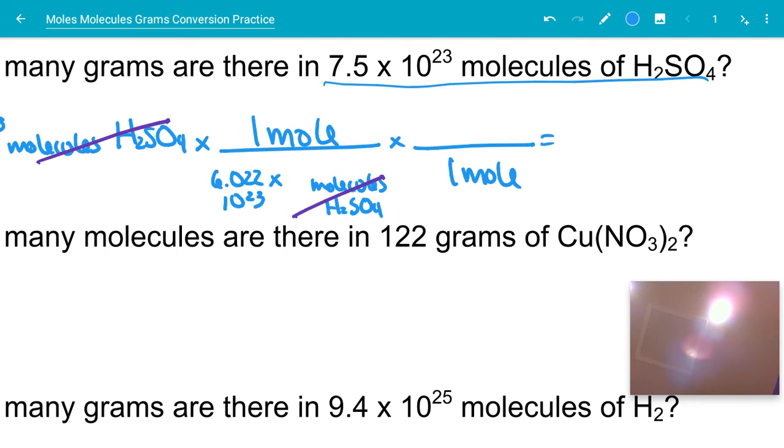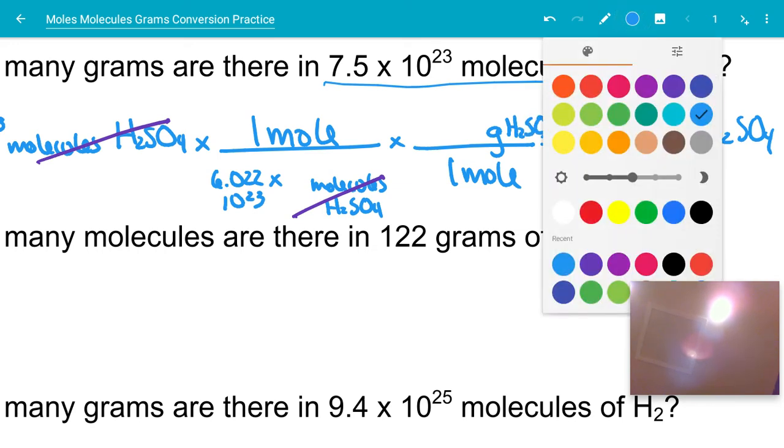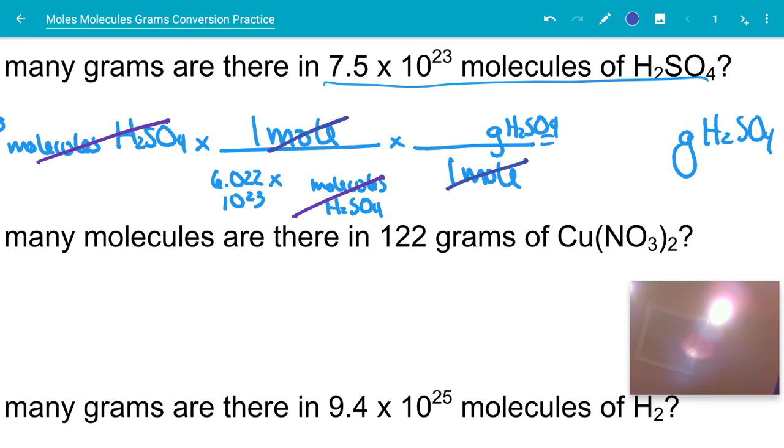And the unit, I never finished this, I'm sorry, the unit that I'm looking for is grams of H2SO4. So I want to put grams of H2SO4 on the top. That way my moles cancel out. I'll show you my moles canceling out. And I'm left with the unit that I'm looking for, which is this one right here.